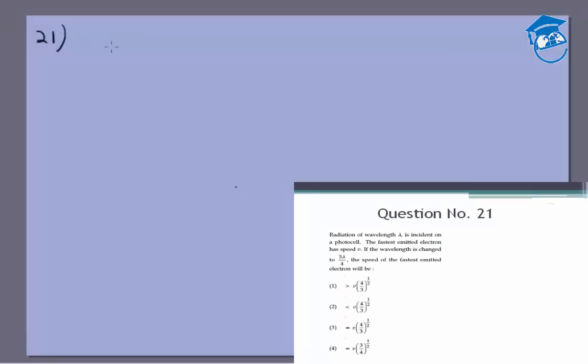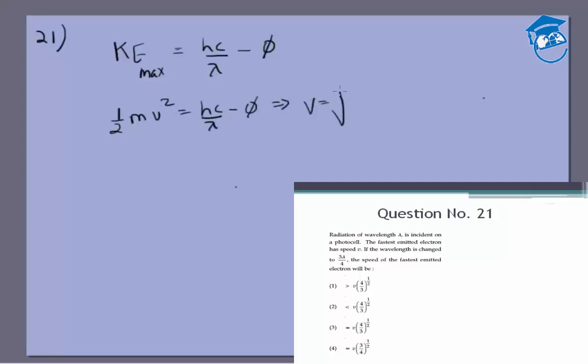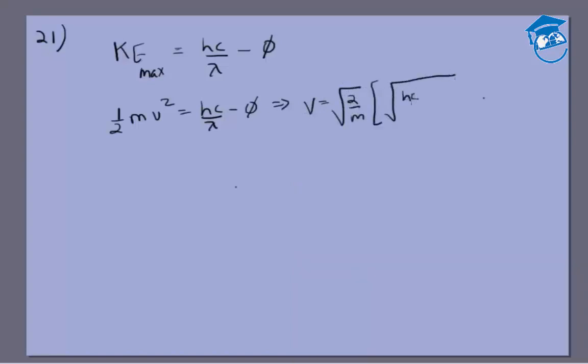We know the photoelectric equation, which means that KE max, the maximum value of the kinetic energy, is equal to hc by lambda minus phi, where phi is the work function. So basically half mv squared is equal to hc by lambda minus phi, which gives me v is equal to root 2 by m into root of hc by lambda minus phi.